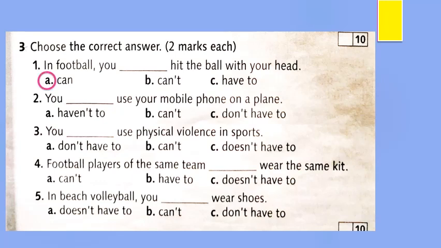Number 2, you can't use your mobile phone on a plane. إذا أن تستخدم الهاتف في الطائرة. So here I'm talking about something is not allowed. إذا هنا أتحدث عن شيء غير مسموح. So you can't use your mobile phone on a plane. Number 3, you can't use physical violence in sport. إذا أن تستخدم العنف الجسدي في الرياضات. So it is something not allowed. إذا هنا شيء غير مسموح. So you can't.